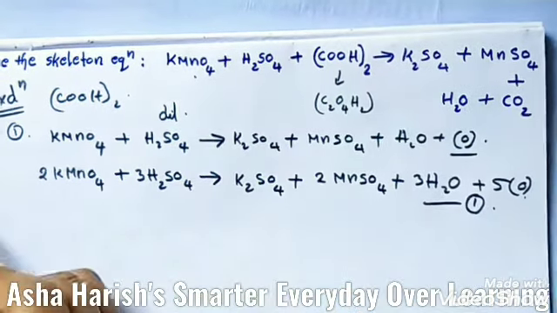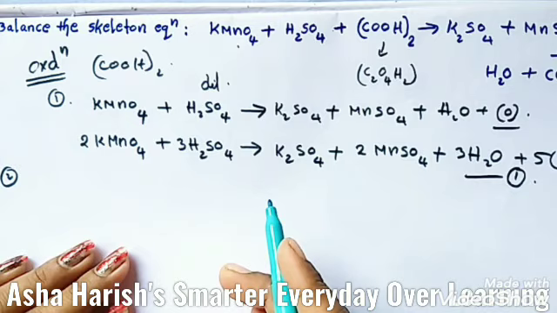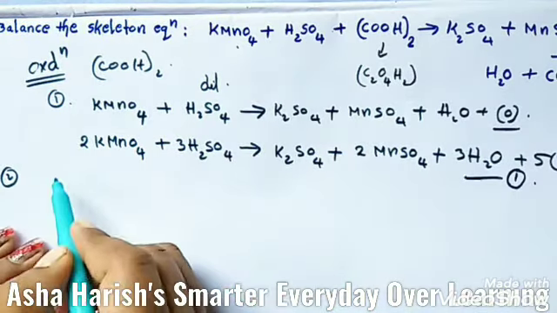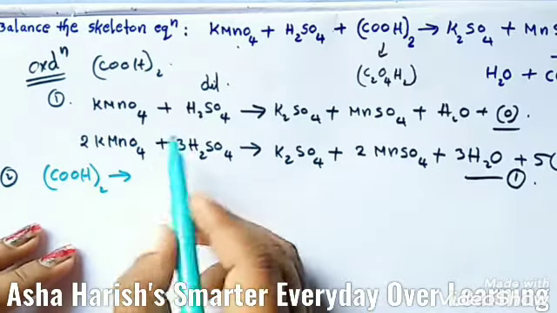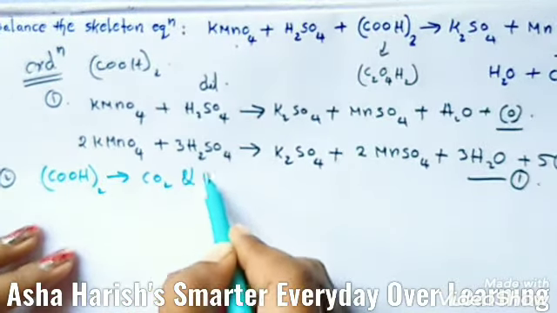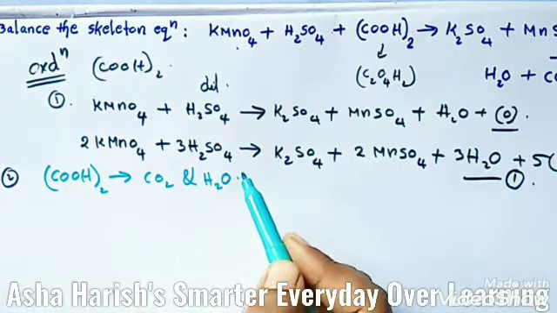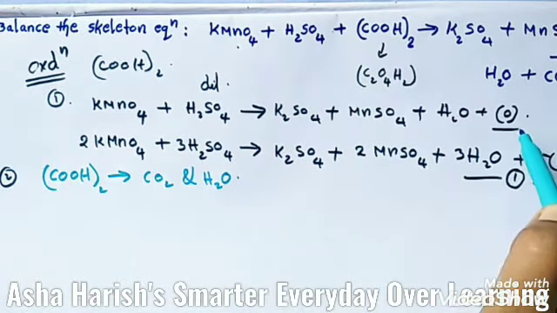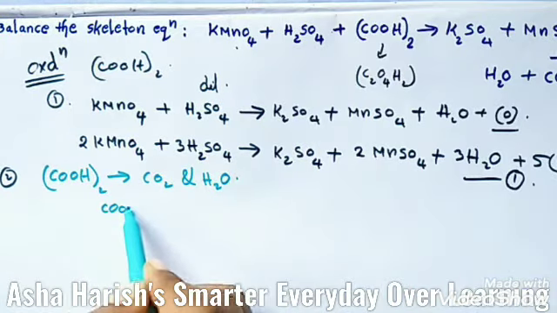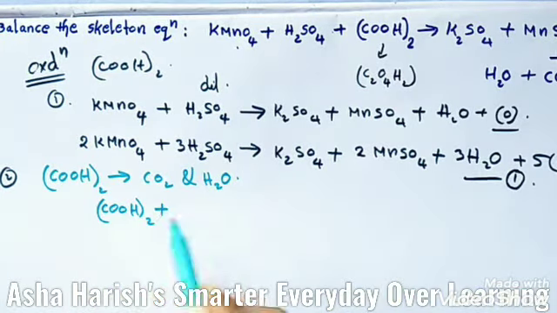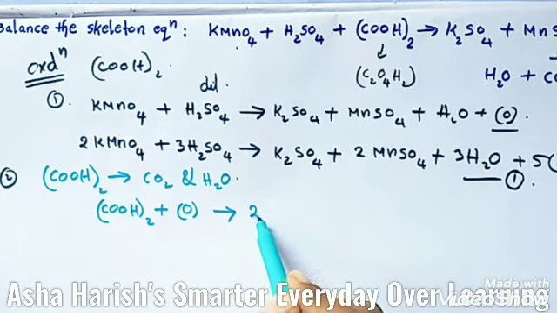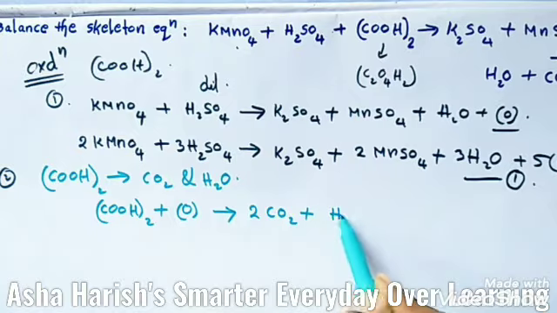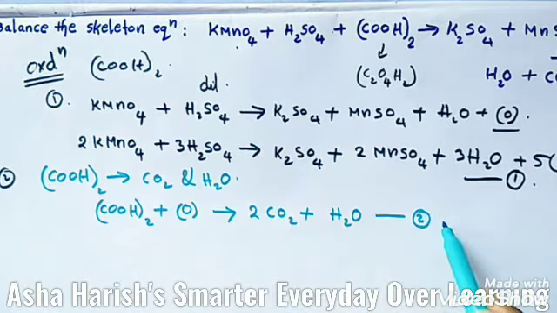Now students, in second step, oxalic acid oxidizes into CO2. Here is the oxalic acid, COOH twice. It oxidizes into CO2 and water, H2O, by the nascent oxygen produced in equation 1. This is the nascent oxygen. Now let's see the chemical equation for this. COOH twice plus nascent oxygen, so this is the oxidation process, gives 2CO2 plus H2O. This is the second equation.